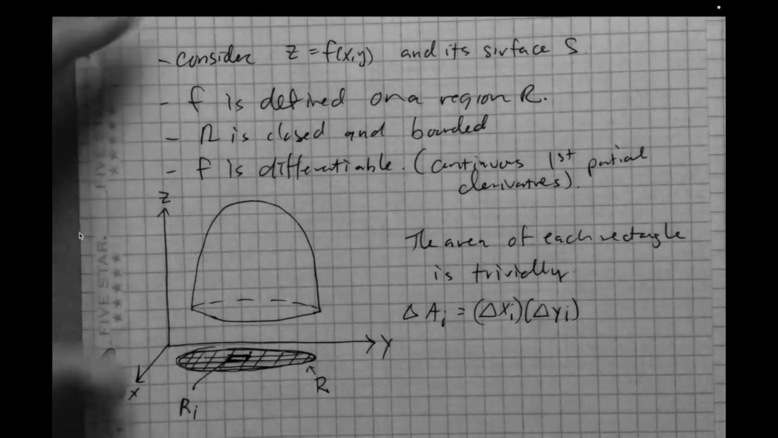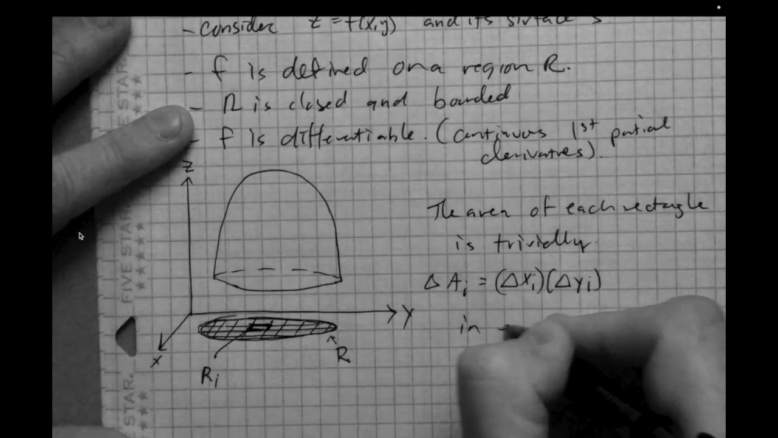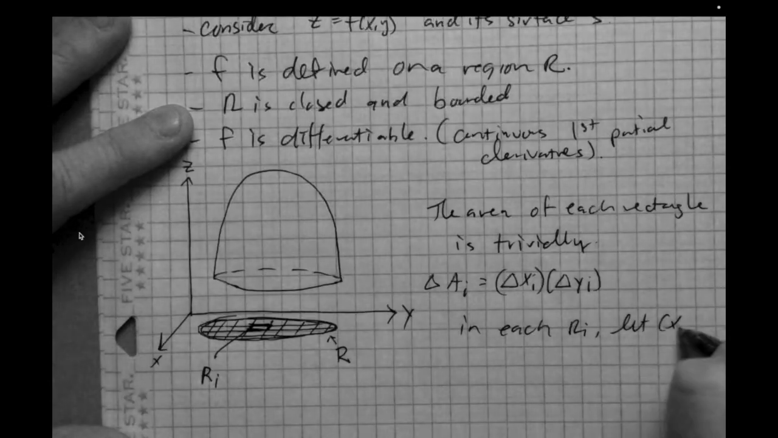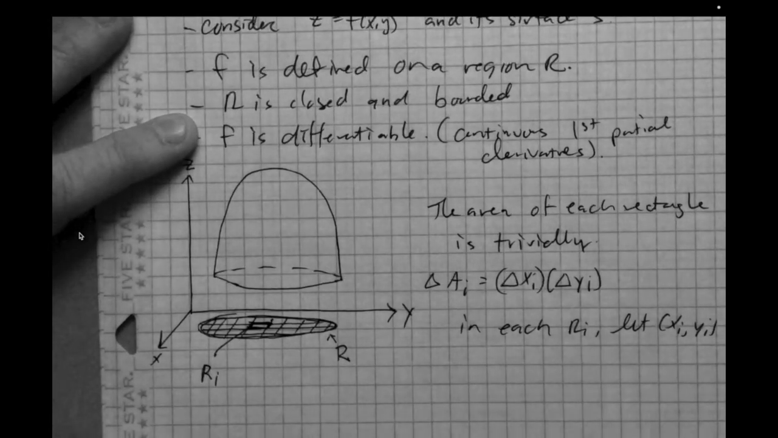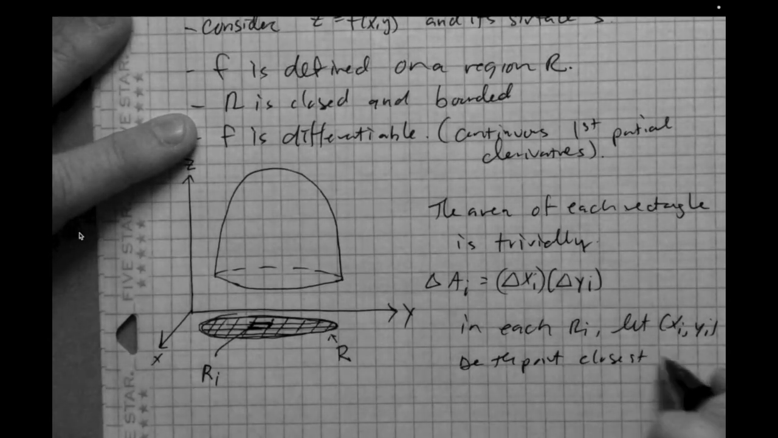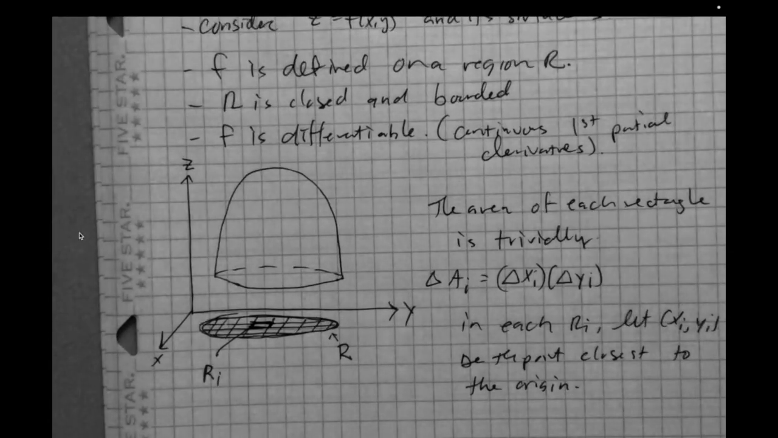Then in each Ri, let's identify a point (xi, yi), and in this case, we'll say it's the point closest to the origin. It doesn't matter though, ultimately, but if you have some sense for what defines each (xi, yi), it can be helpful. So for each Ri, let (xi, yi) be a point in the square, and we're going to say it's the point nearest the origin.